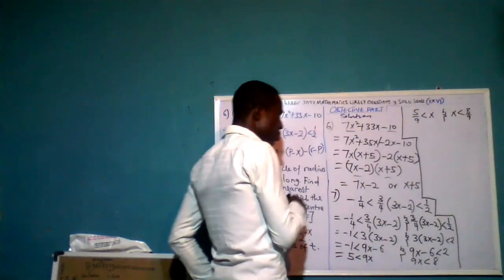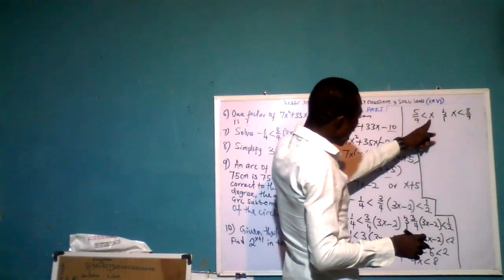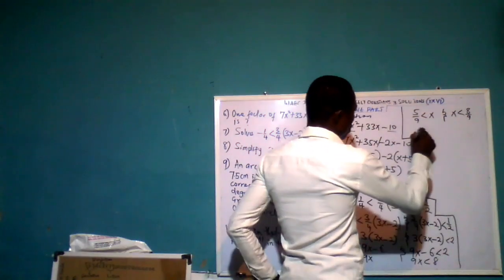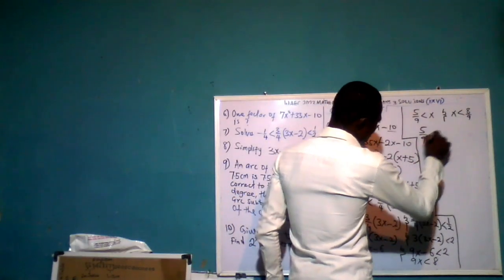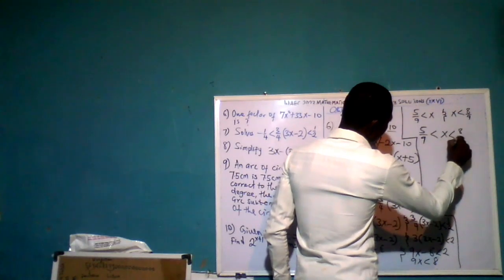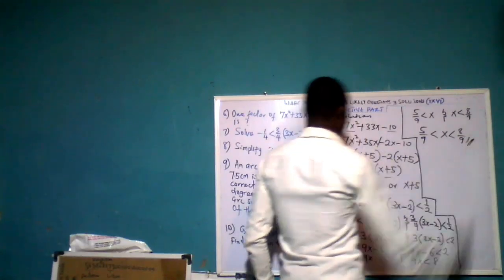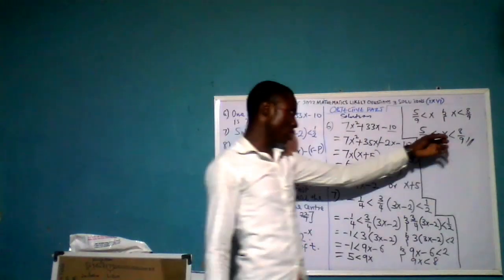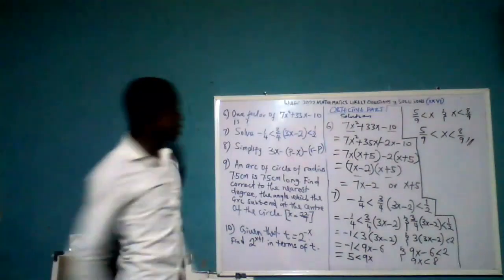If you bring these inequalities together, this means that 5 all over 9 less than x, and the same x less than 8 all over 9. So it does mean that the lower part of this inequality will be what? 5 all over 9. Okay, so then x, right? So less than 8 all over 9, right? That is the final answer. You actually find this among the options that we give you, because this is an objective question, right? Let's move to the next question.